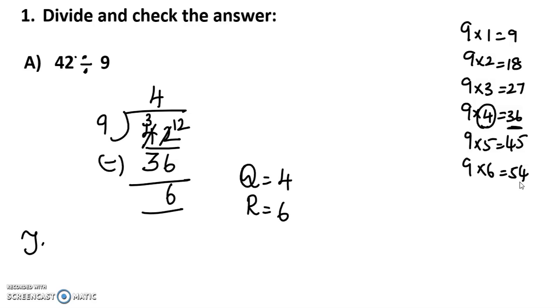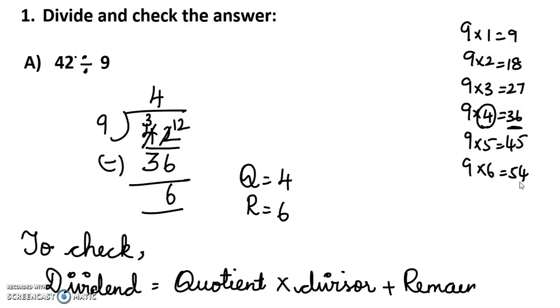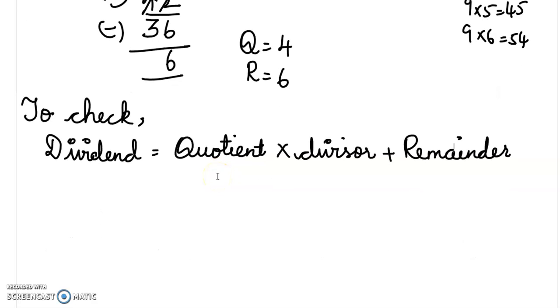Next, we are going to check. So, what is the formula to check? I told you in the introduction class. Dividend equal to quotient into divisor plus remainder. So, if you multiply quotient into divisor and then add the remainder, you should get the dividend. Then only your answer is correct.